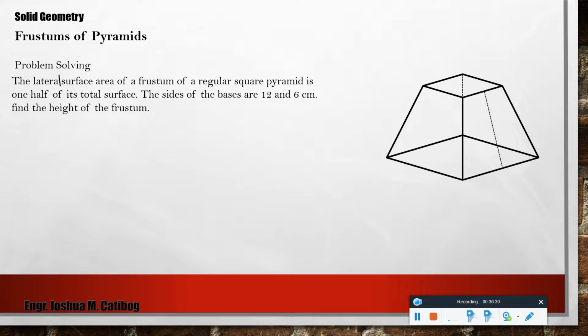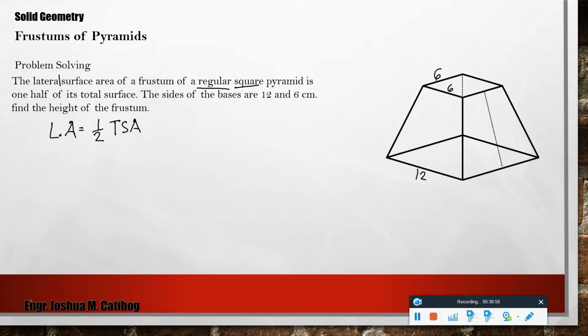So sabi dito, the lateral area of a frustum of a regular pyramid is 1/2 daw po ng ating total surface area. So para po tayong gagawa ng equation dito. The sides of the bases. So when we say regular square pyramid, ang sides po ng taas ay iisa, ang sides po ng baba ay iisa. So 12 and 6 daw po. So ang taas ay 6, ang baba na lang ay 12.